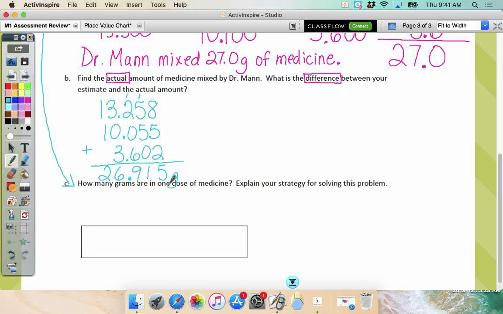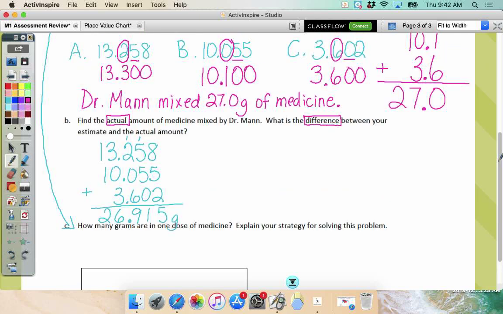Okay, what is the difference between your estimate and the actual amount? What was our estimate? 27. In fact, I can't believe Mrs. Lowry missed this. I'm just kidding. So, what word should I have put right here? About. Because this was an estimate, wasn't it? Dr. Mann mixed about 27 grams of medicine. Now, we're going to take that estimate. Is the estimate more or less than the actual? More. So, which number goes on top? 26.9. Which number is more? 27.